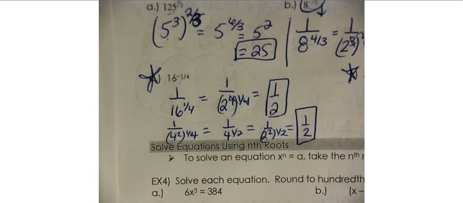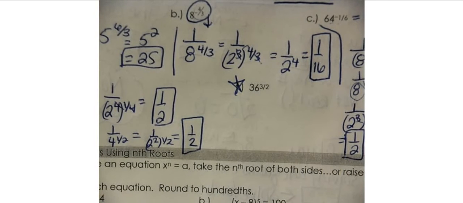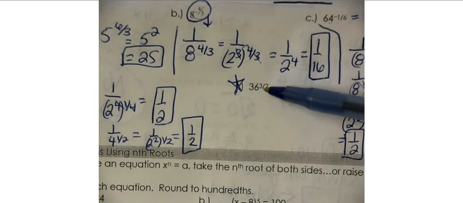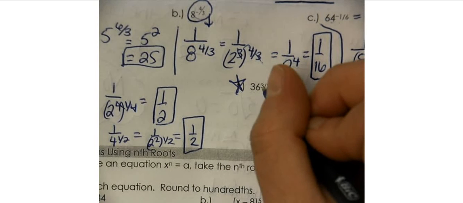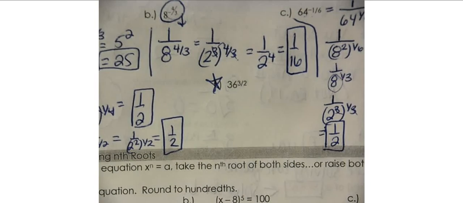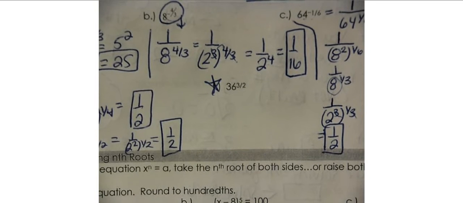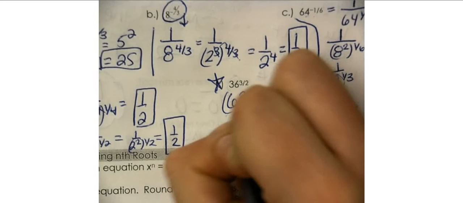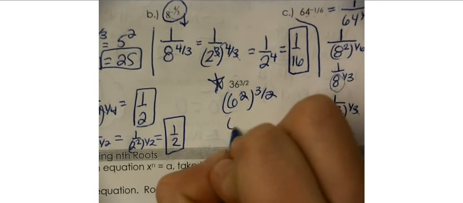Number 30, letter F, we have the number 36 to the 3/2 power. And what I know about the number 36 is that this is going to be 6 squared. So even though 6 is not a prime number, I can still work with it because it's the one that makes the most sense. So this is really 6 squared to the 3/2 power. And the 2's would eliminate, leaving me with 6 cubed, and 6 cubed is 216.